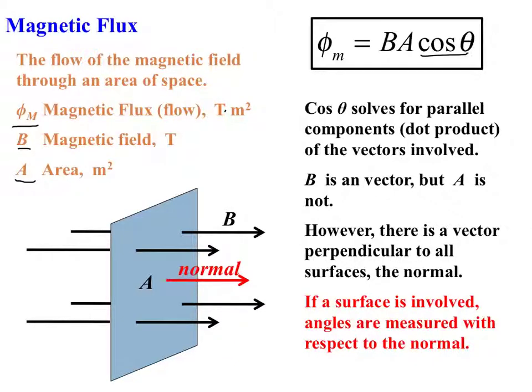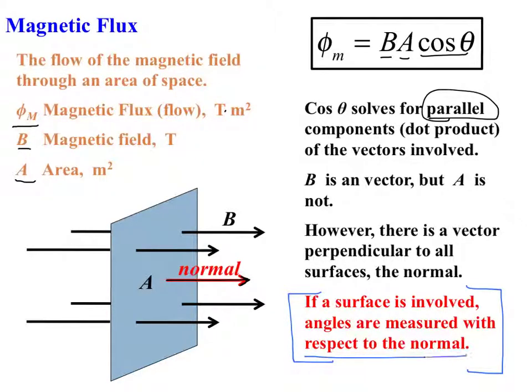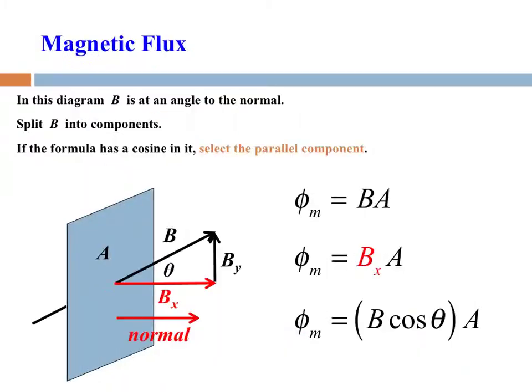Again, this cosine tells us that the angle between the magnetic field and area has to be parallel. Now, area is not a vector, but the normal vector, which is perpendicular to the surface, is a vector. So we're going to be using that as our area vector. The most important part here is that if a surface is involved, angles are measured with respect to the normal. We'll see an example of that next.